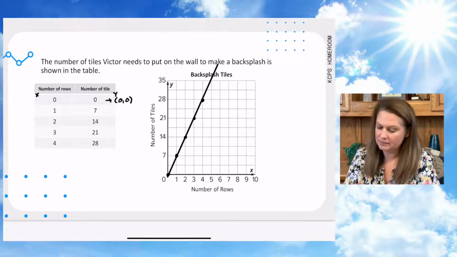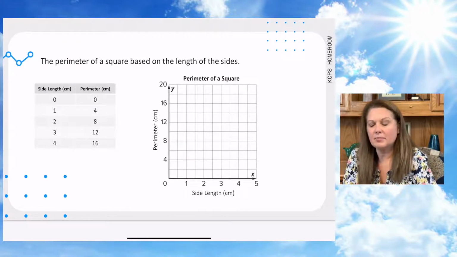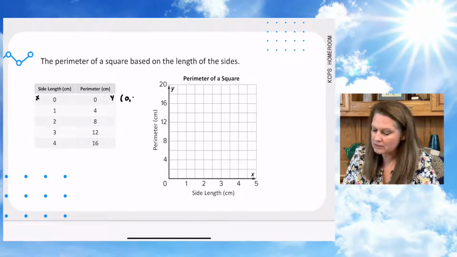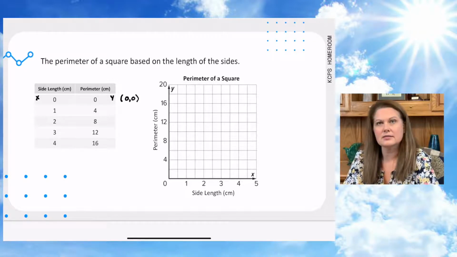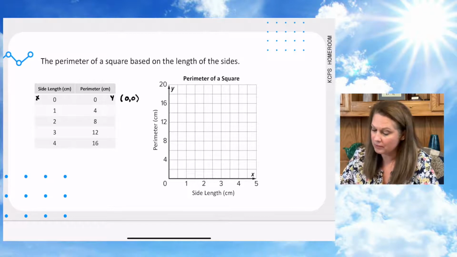Let's take a look at another one. So this time we have the perimeter of our square based on the length of the sides. I'm going to go ahead and plot the points for you as I read you the table. Remember, our left side is our x, our right side is our y. When we do our ordered pairs, we're going to put x, comma, y. Make sure they're in that order. If they're not, it's not going to work out too well for you. So we're going to start at 0. We're going to go up 0 for our first ordered pair.